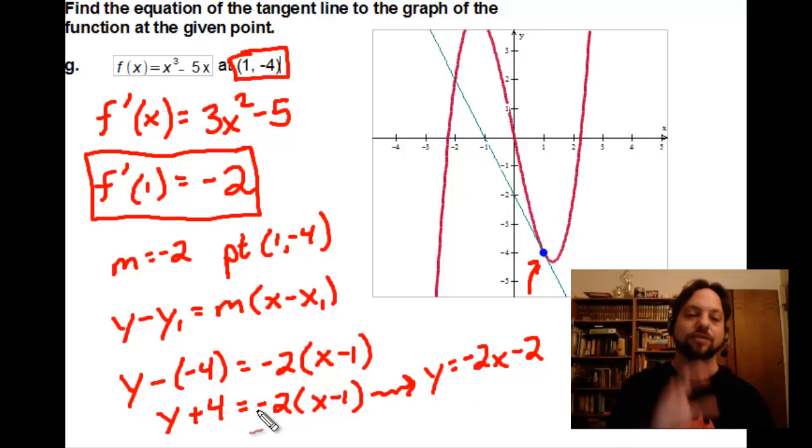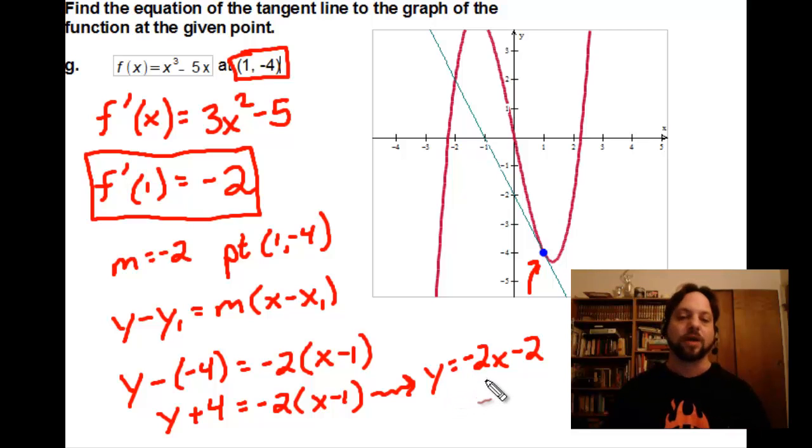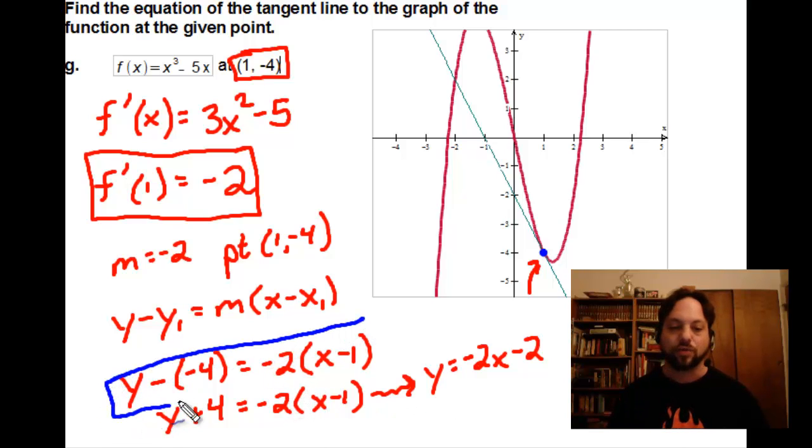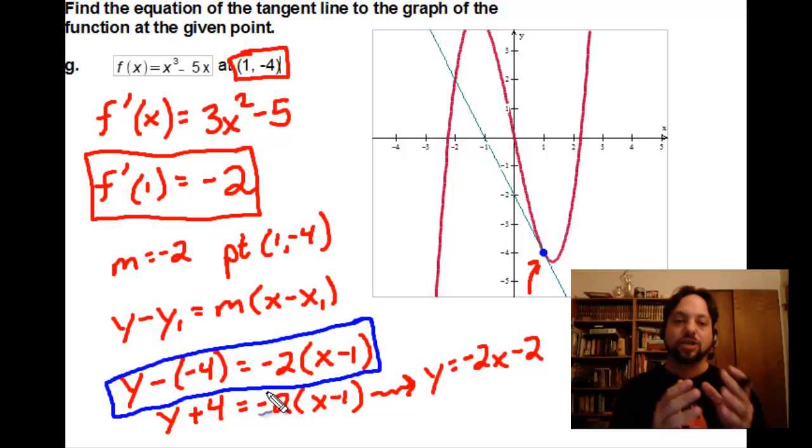If in the process of going from the point-slope equation to the slope-intercept form you do make a mistake, you will be penalized. So really, honestly, it's best just to leave it right here. Don't simplify it. Don't mess around with it. Just leave it that way. It's good enough. And so with that, let's take a look at our final example where we're basically doing the exact same thing again.